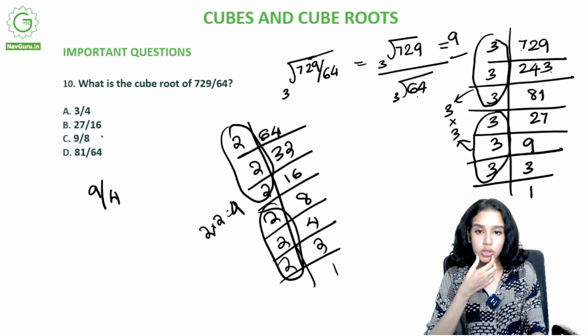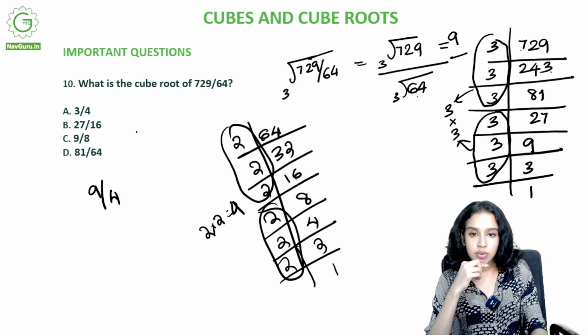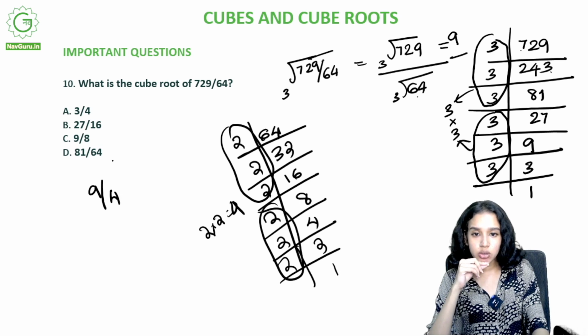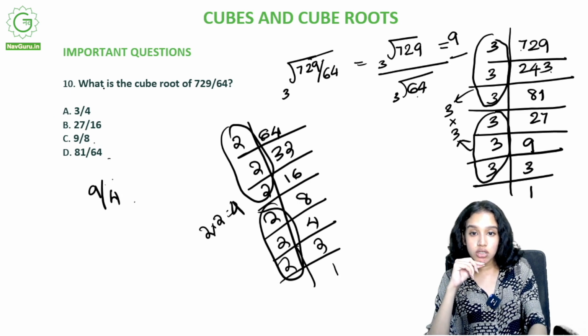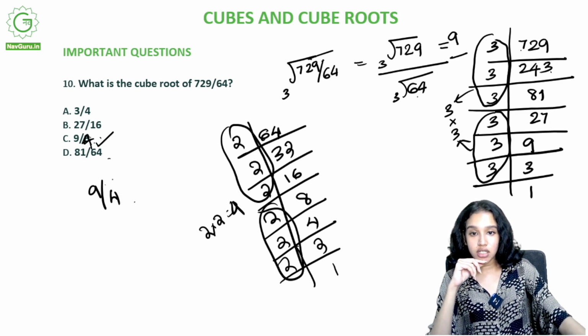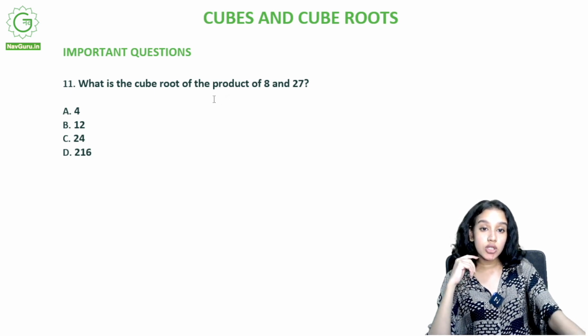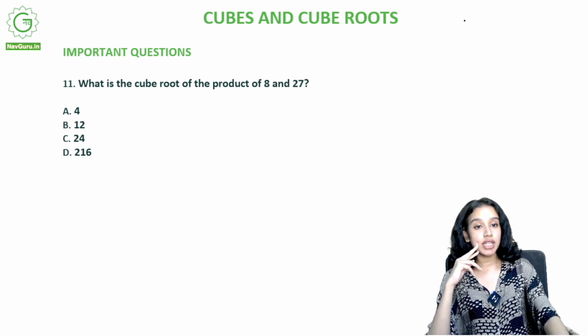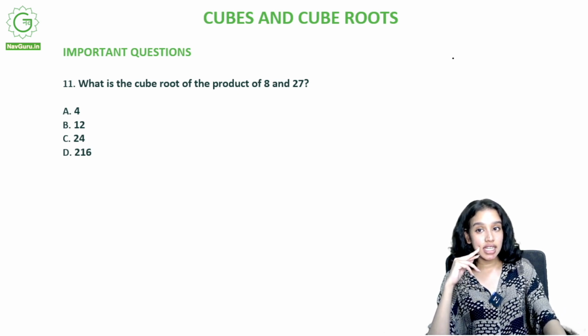So what do we do here? Either we could simplify this or we could multiply this. So if we multiply this by 4, we get 36 by 16. No, 9 by 8, it's wrong. 81 by 9, 9 9s are 81, 4 9s are 36. So here the answer is 9 by 4. 9 by 4 is the answer. Now, what is the cube root of the product of 8 and 27? Okay, so 27 and 8, let's see.